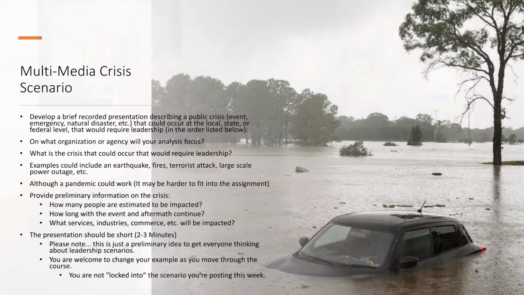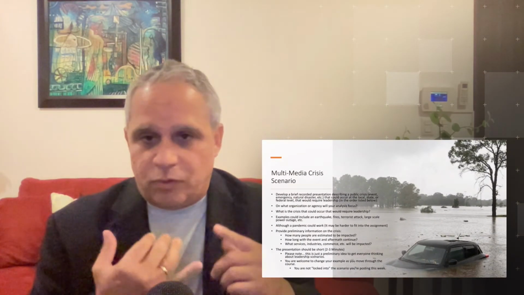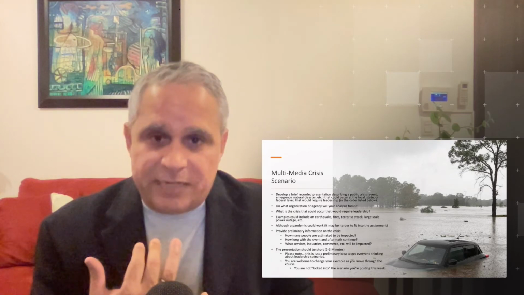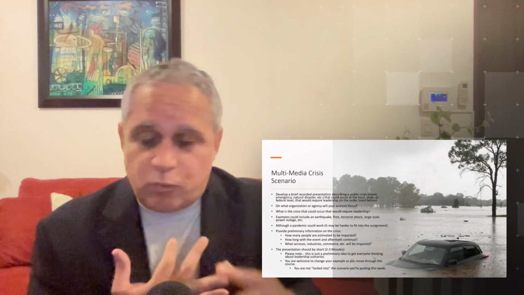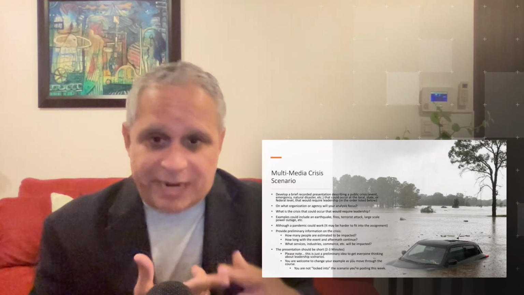So a crisis, a public crisis, an event, an emergency, a natural disaster, okay, a terrorist attack, okay, whatever you can think about, that could occur at the local, state, or federal levels. And so any crisis that could affect, let's say, San Bernardino or Los Angeles, right? And then how it would affect Orange County, for example, or how it would affect the state of California, how it would affect the nation.